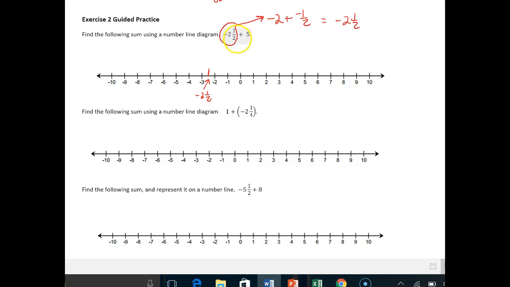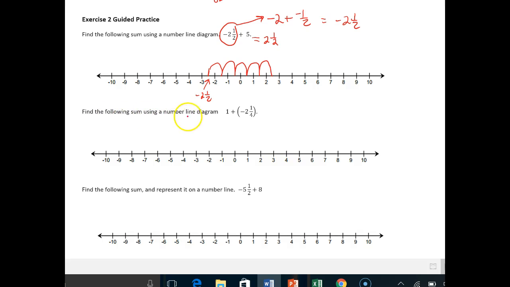So now I want to move 5 spaces right. When I move a space, I'm actually ending up at -1.5, -0.5, +0.5, and so on and so forth. So I move 1 space, 2 spaces, 3 spaces, 4 spaces, and 5 spaces, and I end up at +2.5.